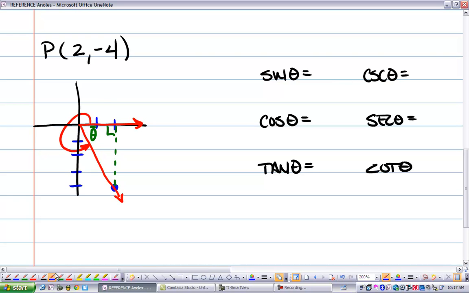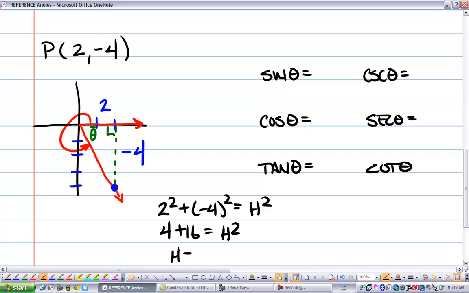Well, how do we know the size? We went to the right 2, we went down 4. The negative sign is crucial. You go down 4. Pythagorean theorem to find the missing side. So I'm going to do that over here. 2 squared plus (-4) squared equals my hypotenuse squared. That is going to be 4 plus 16. So my missing side is going to be the square root of 20.